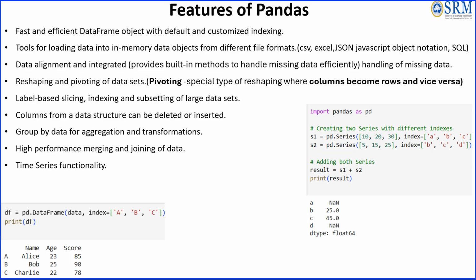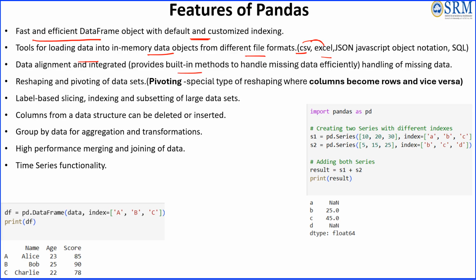And the next one is, what are the features of Pandas? It has a fast and efficient data frame object with default and customized indexing, and tools for loading data into memory data objects from different file formats. We can load different data like CSV, comma separated file, then Excel file. The difference is that in Excel we can do operations, but in CSV no. And JavaScript Object Notation, and SQL. All these formats can be accepted by Pandas. Data alignment and integration: here we can align the data, sort the data, and integrate it. It's a built-in method.